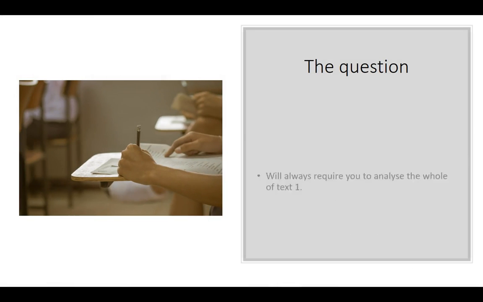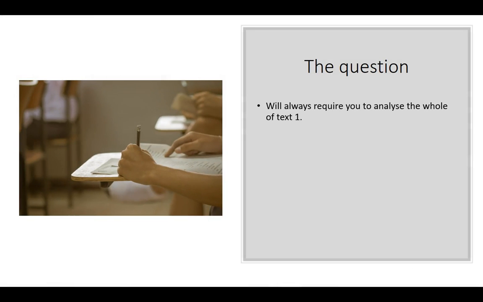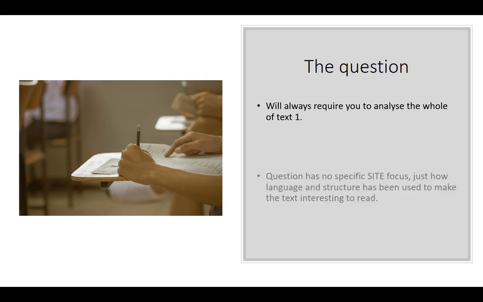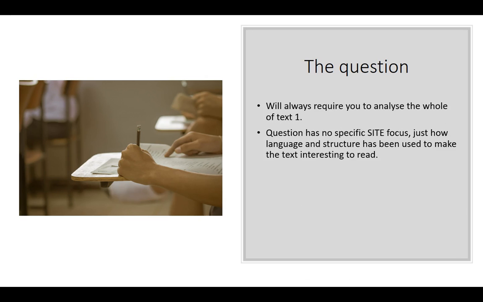So we'll begin with the question. Question 3 on paper 2 will always require you to analyse the use of language and structure across the whole of text 1, that is the first non-fiction text that you've been dealing with in section A. There will be no specific focus for this question. The question will always be quite open, and it is asking you to look at the way that language and structure has been used to make the text interesting to read.